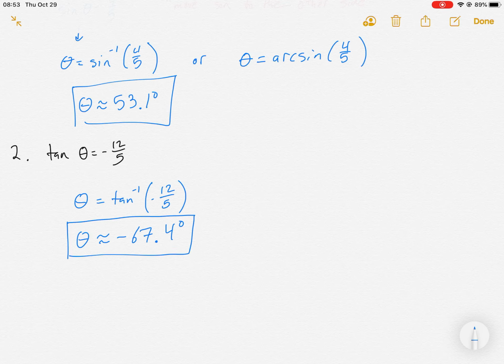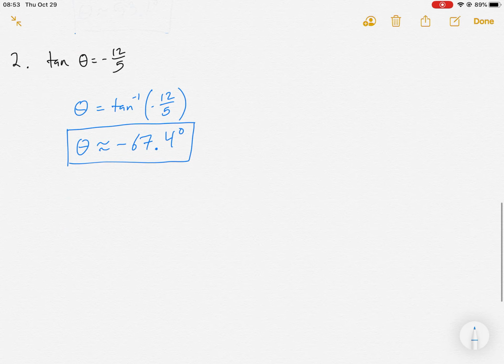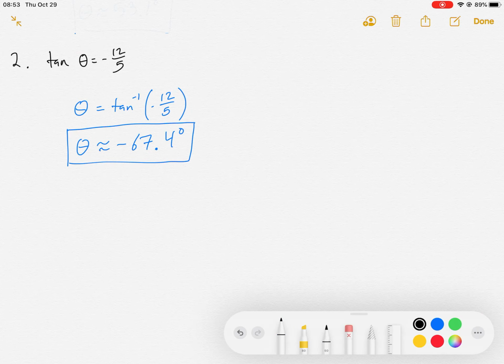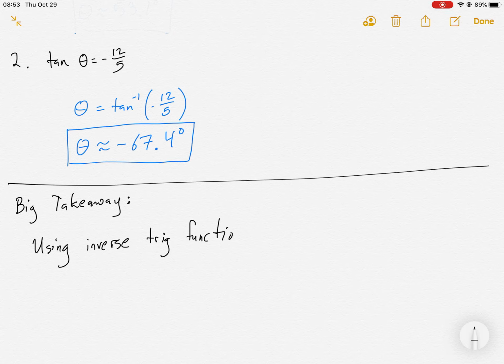Okay. So in essence, this is really the main part of today's lesson, is really just you're given some sort of trig equation and you have to solve for the angle. So let me just write that as kind of a summary. We'll do some more stuff in the next videos, but really a big takeaway from today's lesson is just using inverse trig functions to find angles.